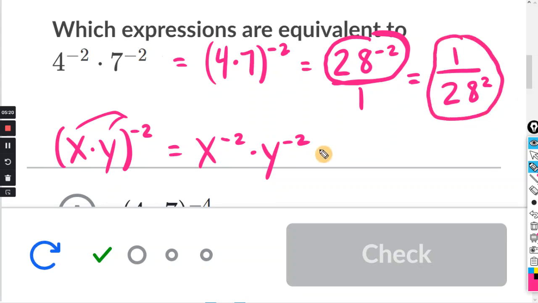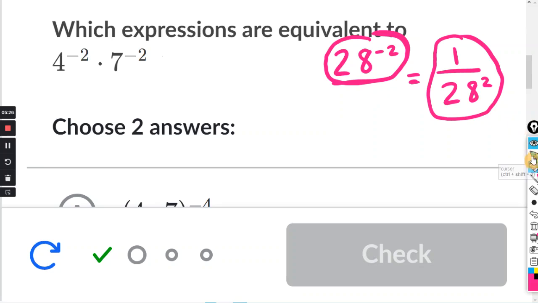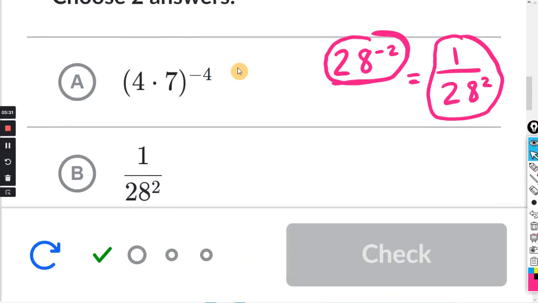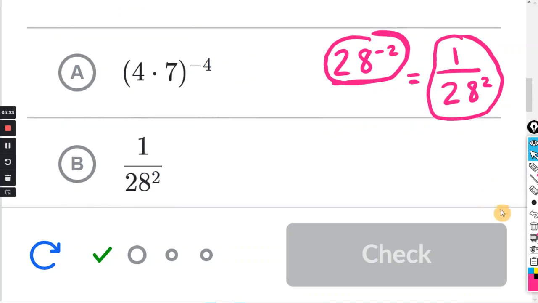All right, so let's look at our answers. I'm going to translate each answer. Okay, 4 times 7 to the negative 4. We know that 4 times 7 is 28. And that's to the power of negative 4. Does that match what we have? No, we need 28 to the negative 2. So it is not answer A.